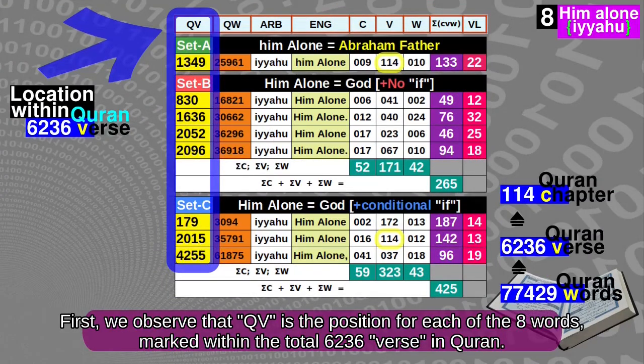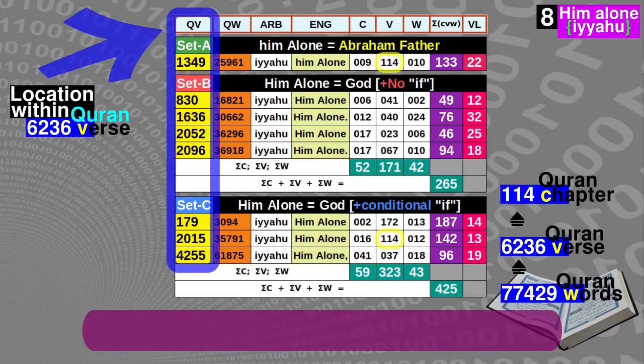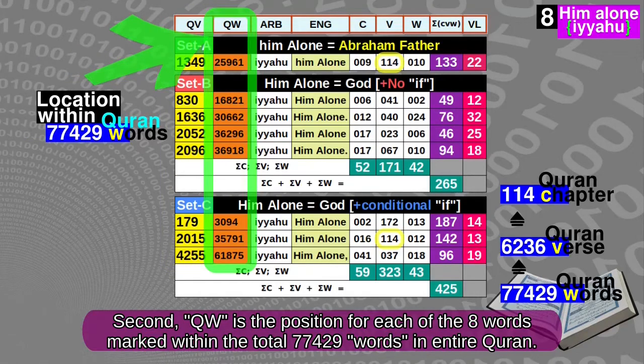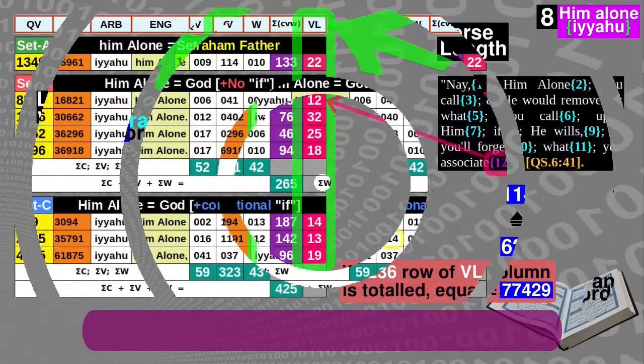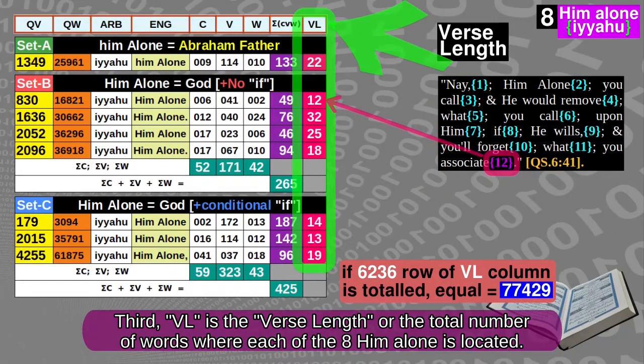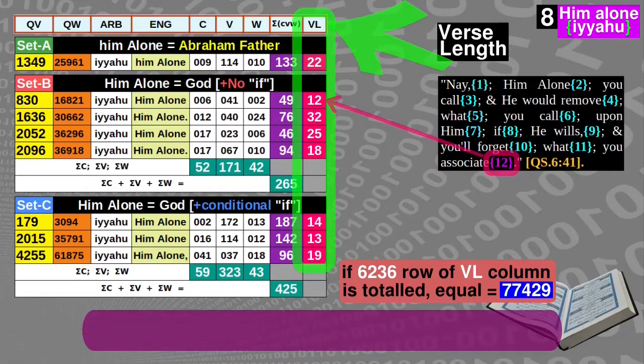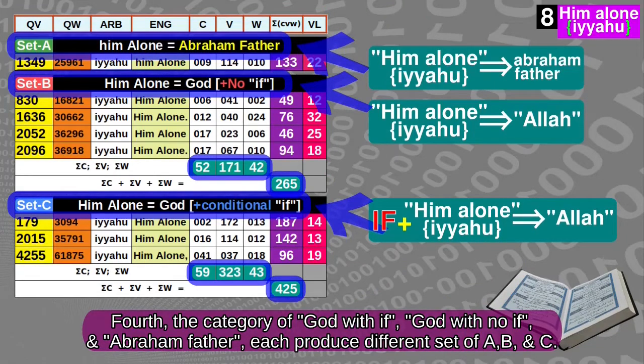First, we observe that QV is the position for each of the 8 words, marked within the total 6,236 verses in Quran. Second, QW is the position for each of the 8 words, marked within the total 77,429 words in the entire Quran. Third, VL is the verse length, or the total number of words, where each of the 8 him alone is located. Fourth, the categories of God with if, God with no if, and Abraham father, each produce a different set of A, B, and C.